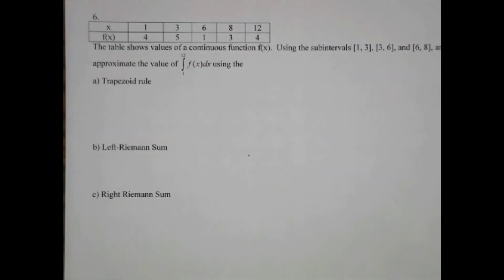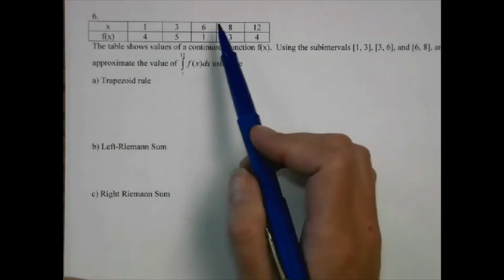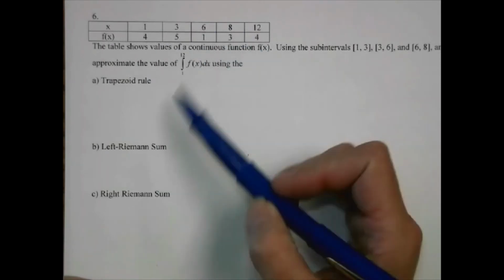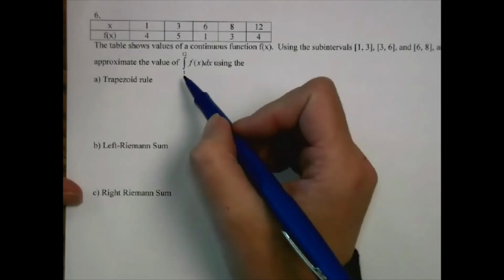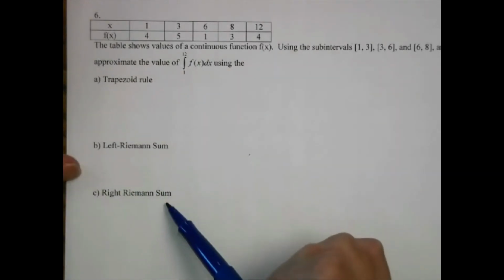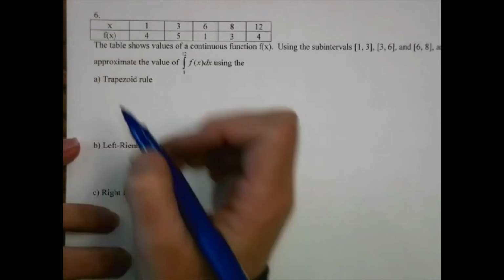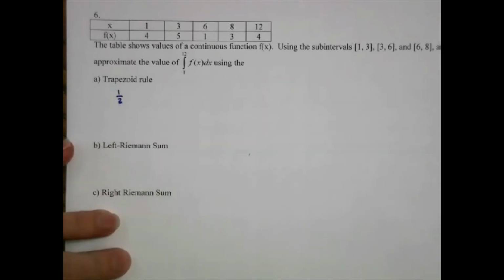Okay. Now we're going to do a Riemann sum from a table. So the table shows a continuous function using the subintervals from 1 to 3, 3 to 6, 6 to 8, 8 to 12. With these different values. We're going to approximate the integral from 1 to 12 using the trapezoid rule, a left-hand Riemann sum, and a right-hand Riemann sum. So the trapezoid rule is going to be 1/2.